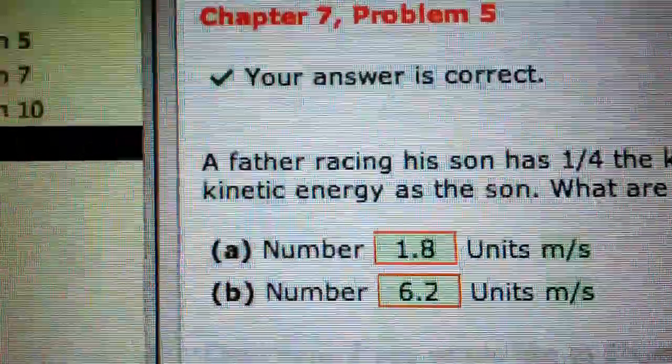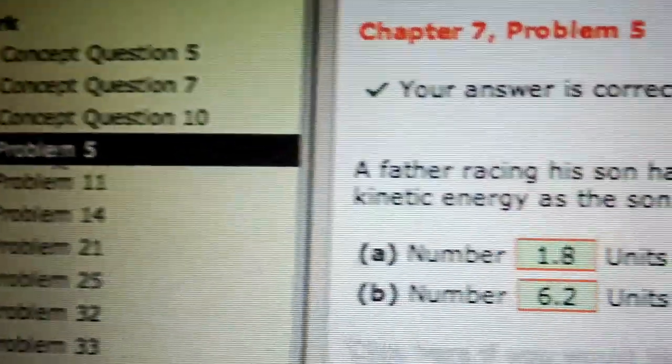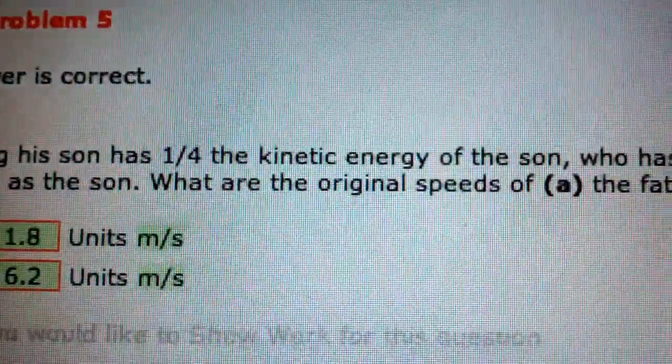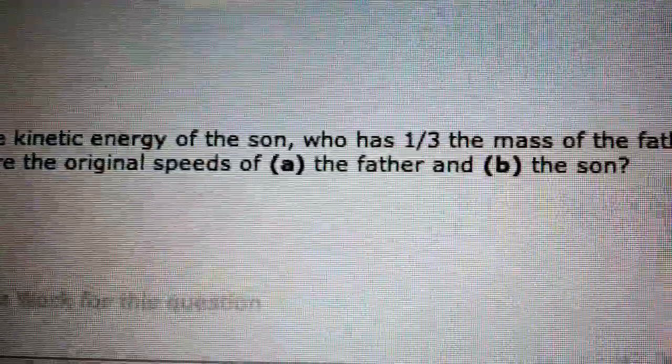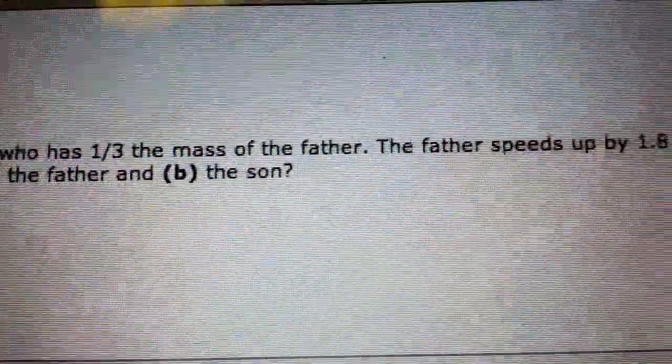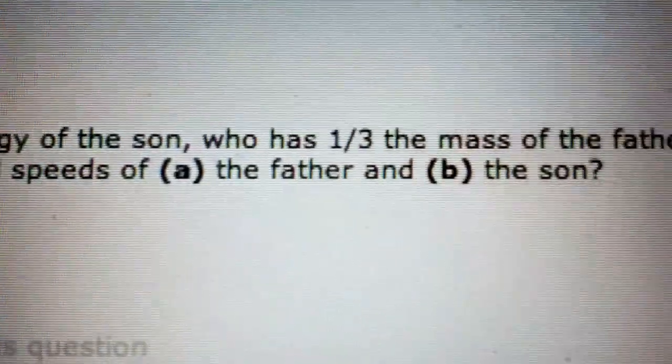This is problem number 5, and it says a father racing a son has half the kinetic energy of the son, who has a third the mass of the father. The father speeds up by 1.6 meters per second and then has the same kinetic energy as the son. What are the original speeds of A, the father, and B, the son?